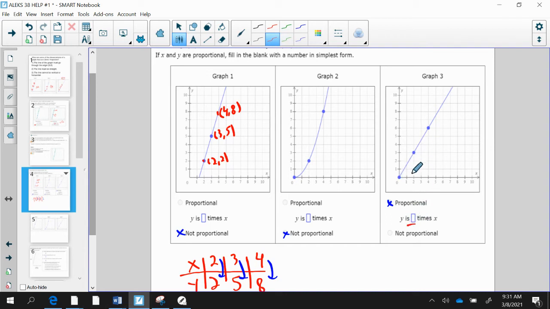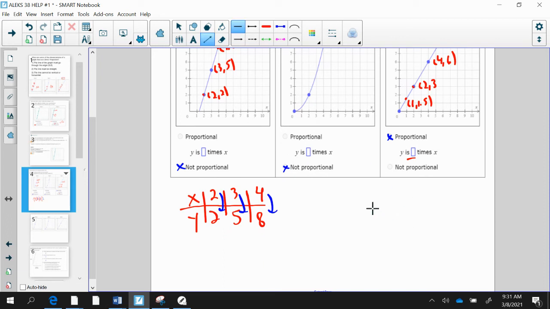Let's take a look. Well, when x is 1, look right here, that's about y is 1.5. When x is 2, y is 3. And then here, look at my cursor. When x is 4, look right here, the cursor. Let's go all the way up. When x is 4, y is 6.